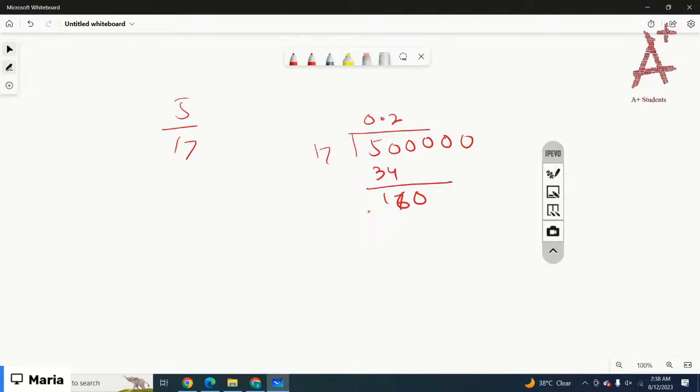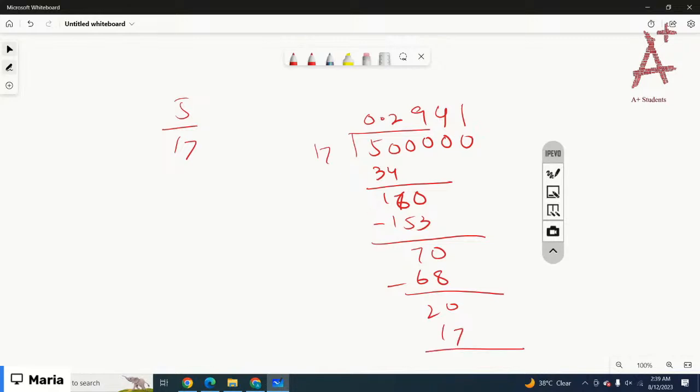now you have to count till 160. So 17 times 9 is 153. You can use a calculator for dividing and subtracting each time, right? So 17 times 4 is 68. It would be 20. 17 times 1 is 17. So you can carry on for as many digits as you like, right?